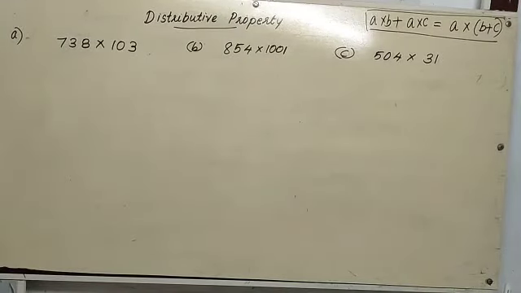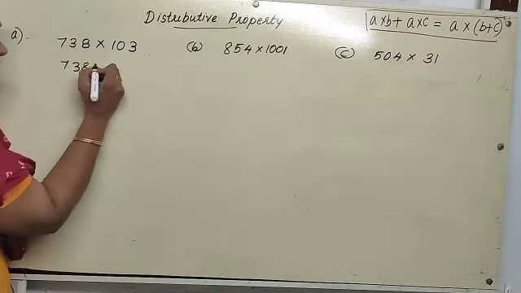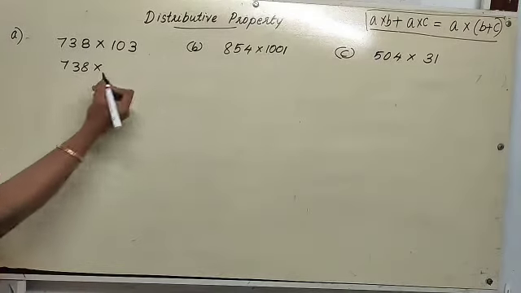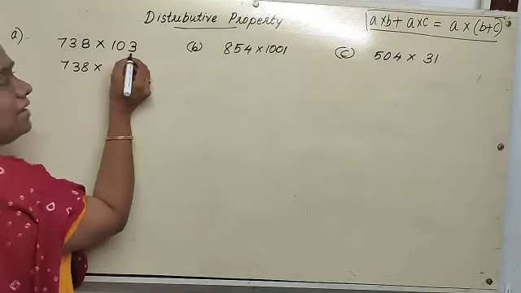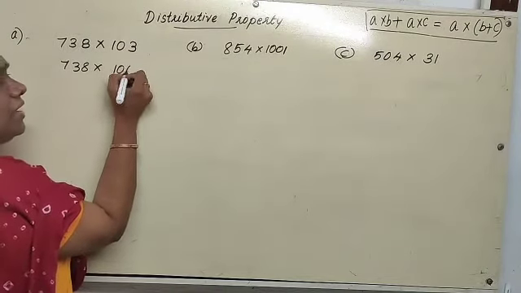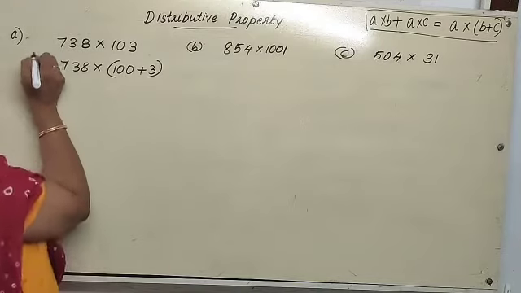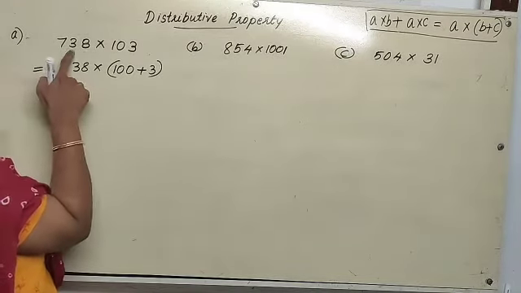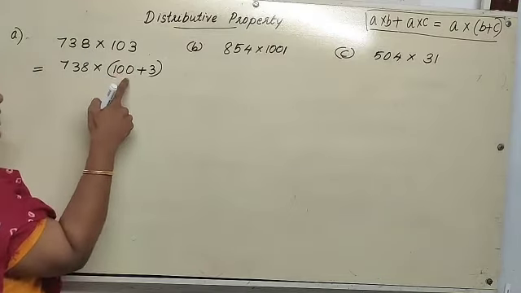When you see this, you may not feel anything. You will directly add this, you will directly multiply this. If you do the direct method, you may not get the marks. So how to multiply this? 738 into 103. If you simply multiply, there is no use of this distributive property. 103, how can we write? I am doing the first question.